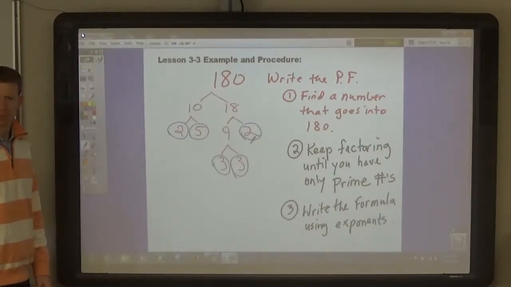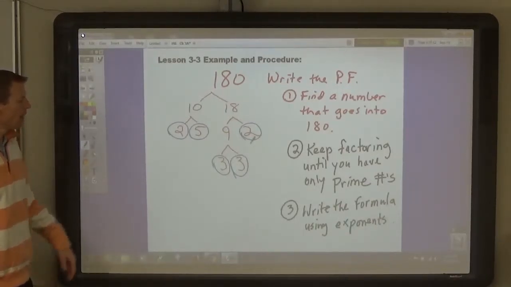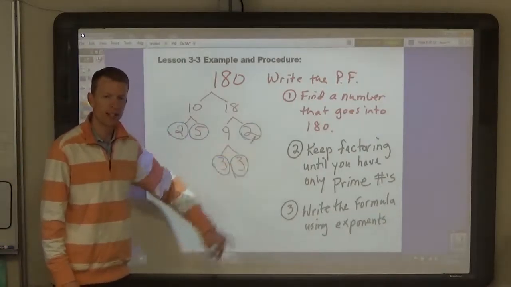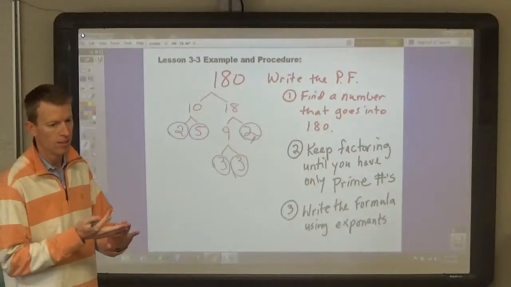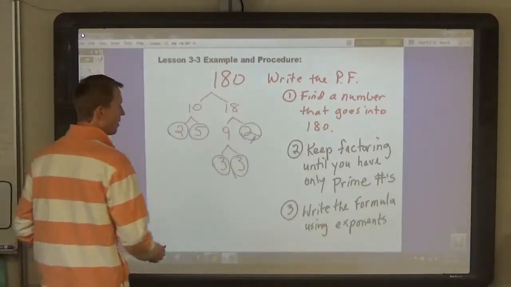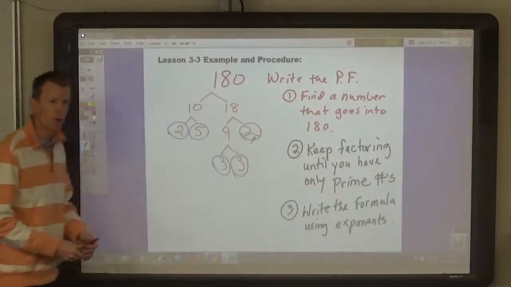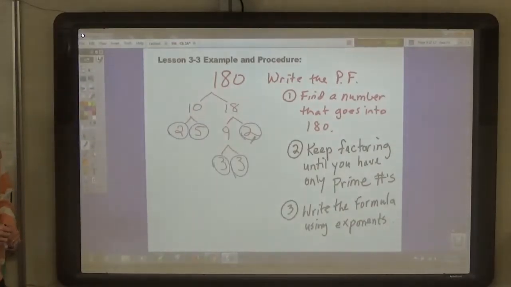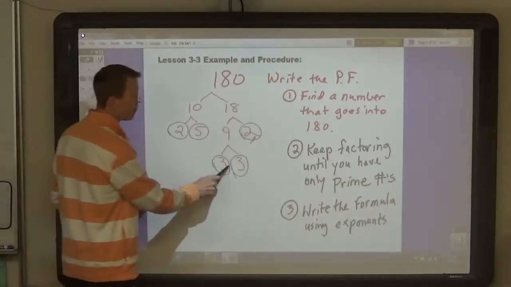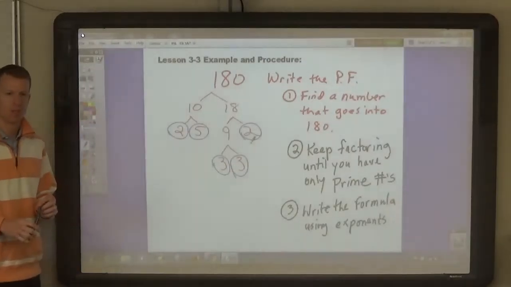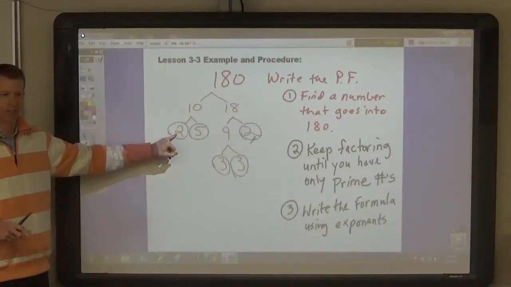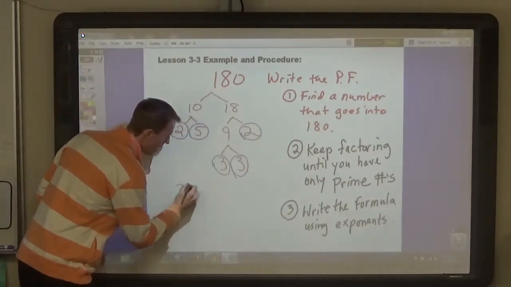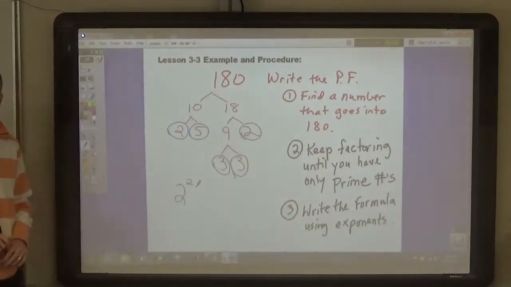Okay? So I even like to circle the prime factors so I can keep track of how many there are and what they are. And then write the formula using exponents. Now, exponents tell us how many of the factors there are. So 2 is a factor, but how many 2's are there? 2 2's. So we have to use 2 2's in our formula.